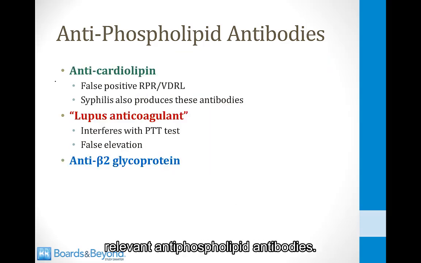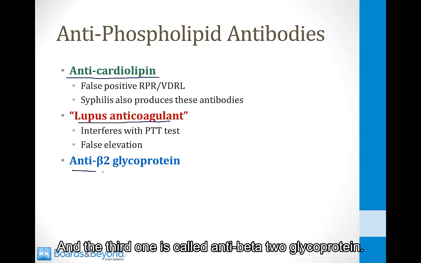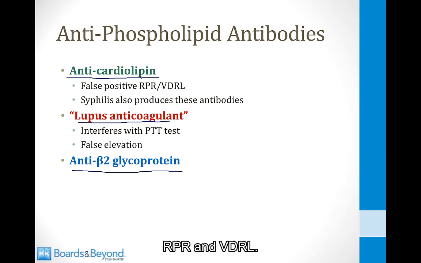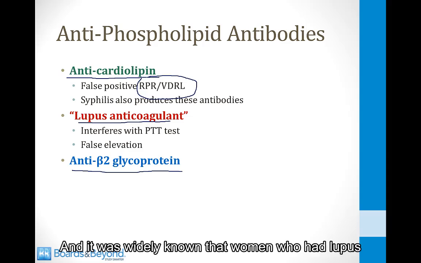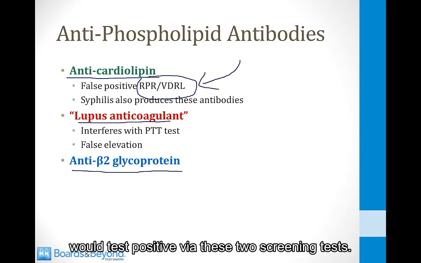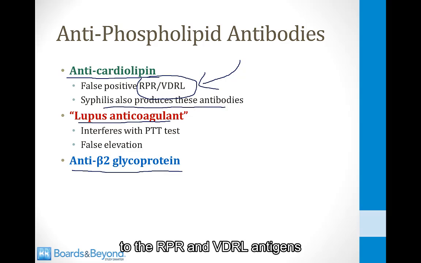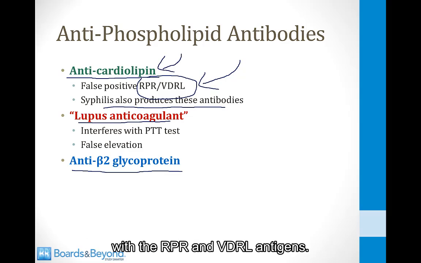There are three clinically relevant antiphospholipid antibodies. The first one is called anticardiolipin, the second one is called the lupus anticoagulant, and the third one is called anti-beta-2 glycoprotein. The anticardiolipin antibody is the antibody responsible for the false positive syphilis screening tests, RPR and VDRL. Years ago, people in the United States had to get a syphilis test before they could get married, and it was widely known that women who had lupus would test positive via these two screening tests. The reason is because syphilis produces antibodies to the RPR and VDRL antigens, but the anticardiolipin antibody also reacts with the RPR and VDRL antigens.